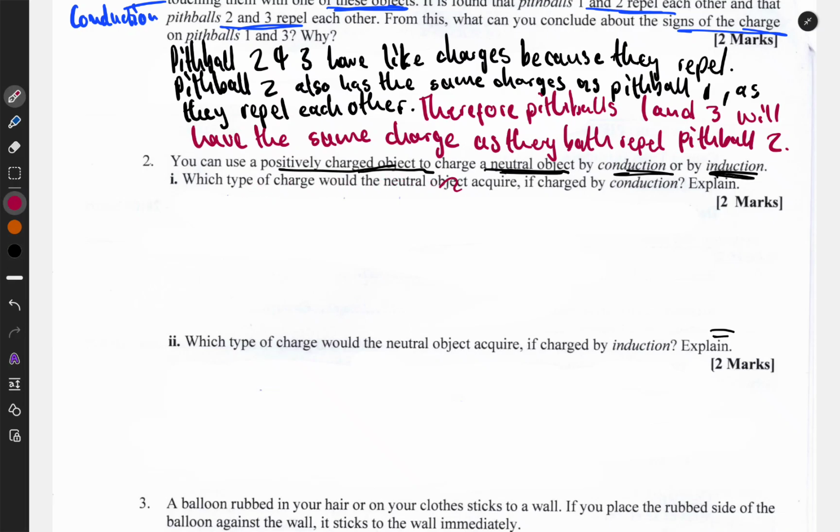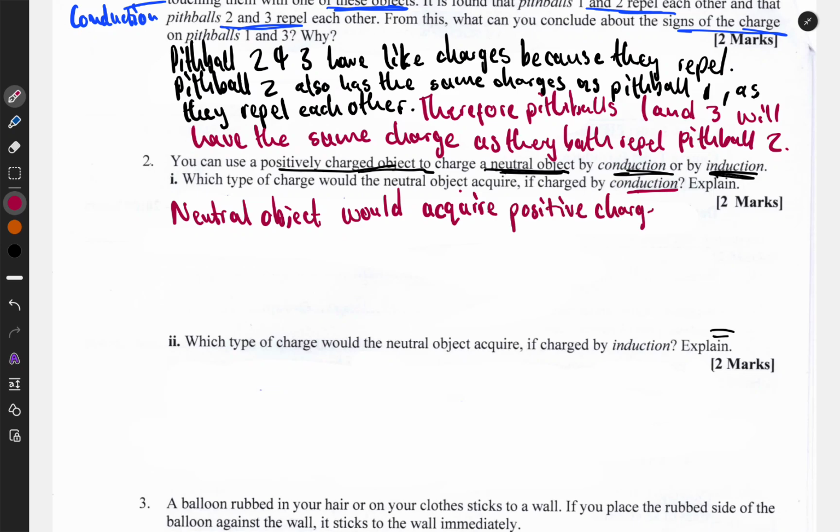Now here they say, which type of charge will the neutral object acquire if charged by conduction? Well, the neutral object is the one that was uncharged. Then they said explain. So you can say, if you charge by conduction, remember, the neutral object would acquire positive charge. You are charging by a positive object, so it will acquire positive charge. And what is the reason? Now we can answer. Here is the reason.